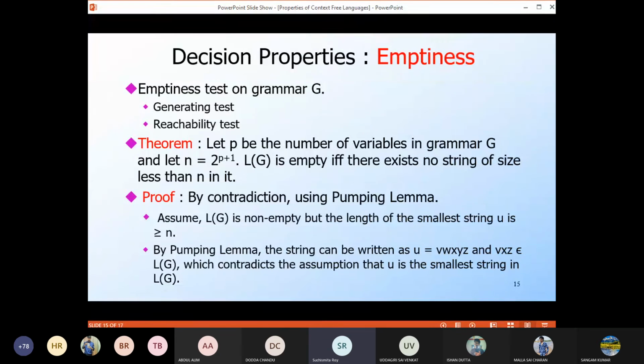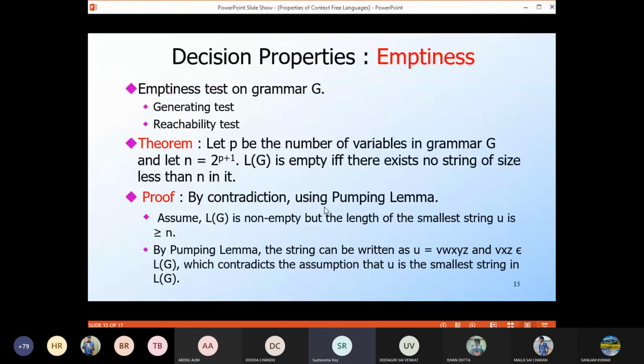Ma'am, just one confusion here. Is the grammar in CNF or is it a general grammar? Grammar should be in CNF. You can always assume CNF, because every context-free language, if you remove epsilon, will always have a corresponding CNF. That is why it's a normal form. And pumping lemma is generally defined on CNFs only. We have proved it on CNF, right? So let's assume CNF. But why are we saying that this is an emptiness test?